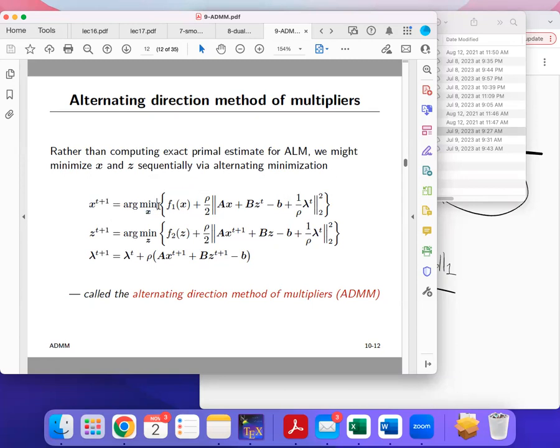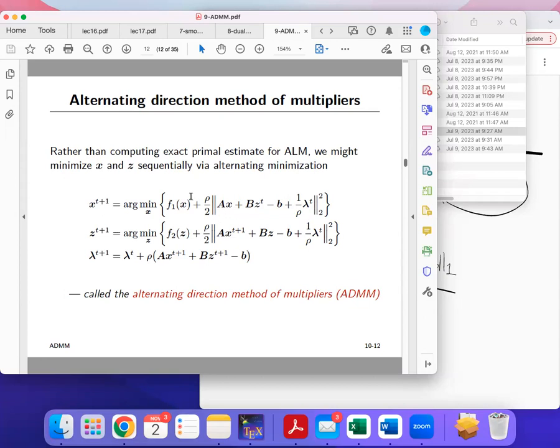In the first update, we fix z and only update x. And then we fix x and only update z. So we decompose the primal update into two separate updates, one on x, one on z, and then the dual update is the same. So it's a very straightforward idea. But we have to justify this modification, because sometimes if you simply do the optimization sequentially, it may not converge.